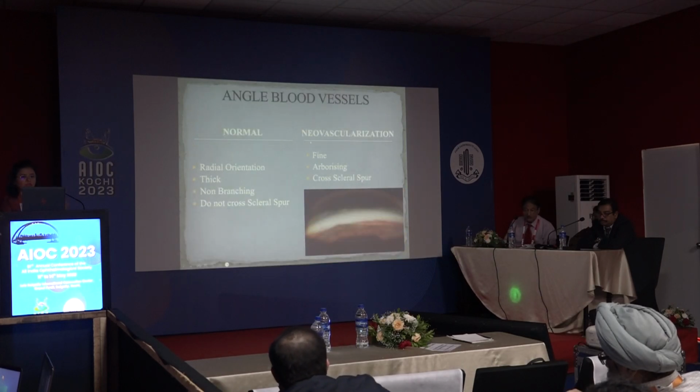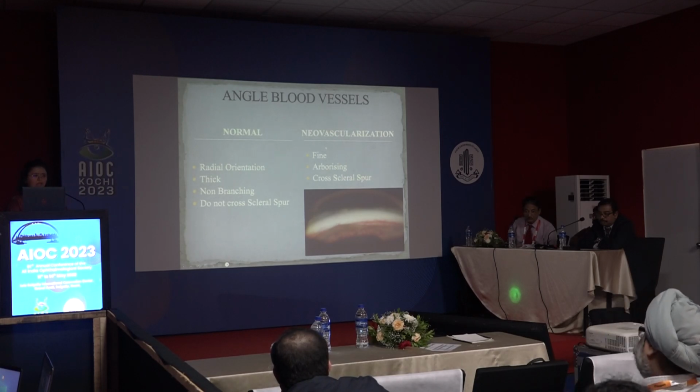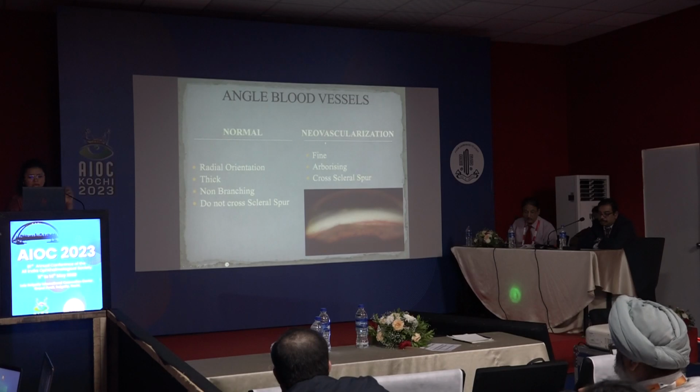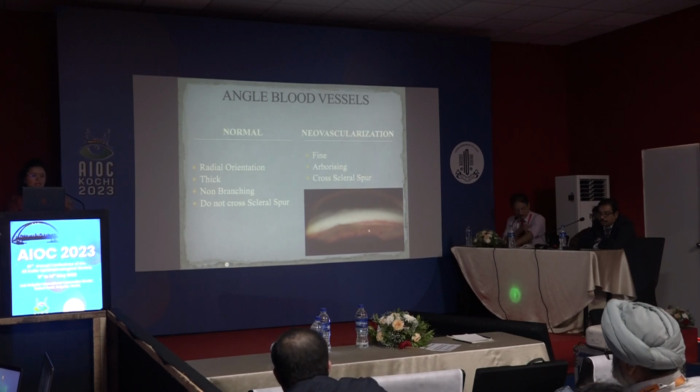Also, you should know what is an abnormal neovascularization, which is important to diagnose neovascular glaucoma at a very early stage and manage at an early stage. So these neovascularized vessels are fine, arborizing, and they cross the scleral spur.